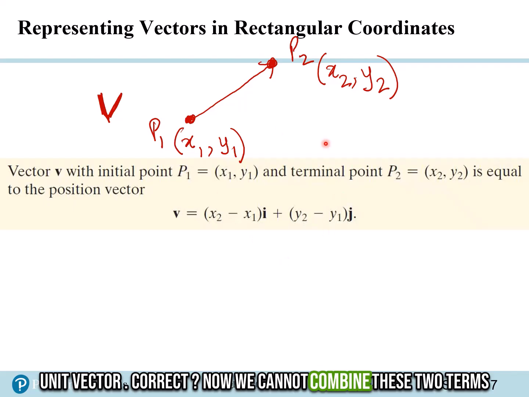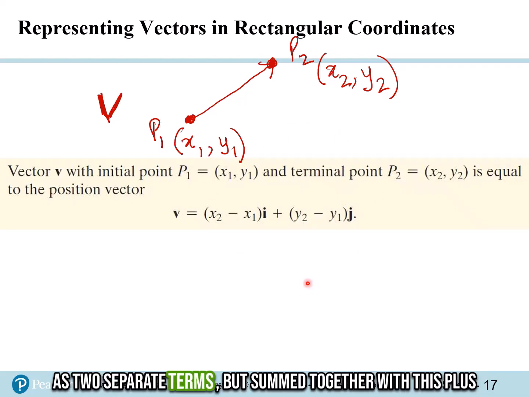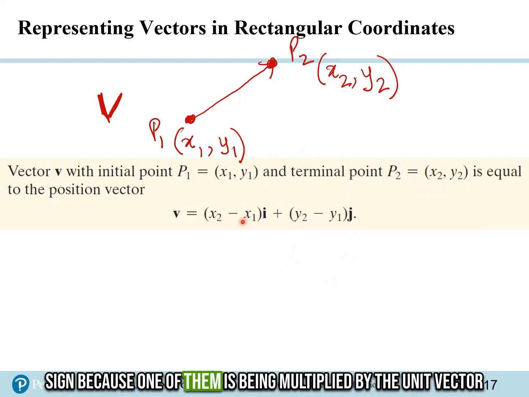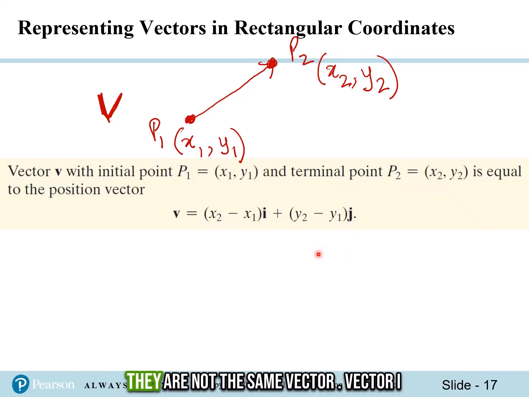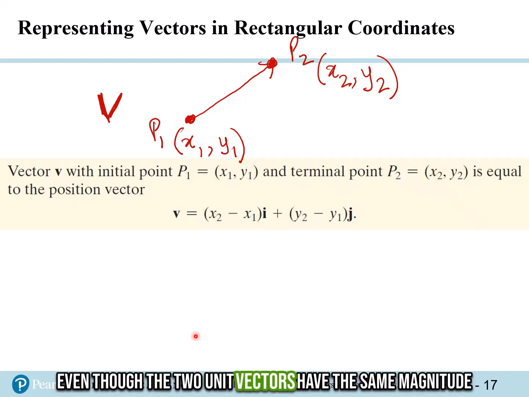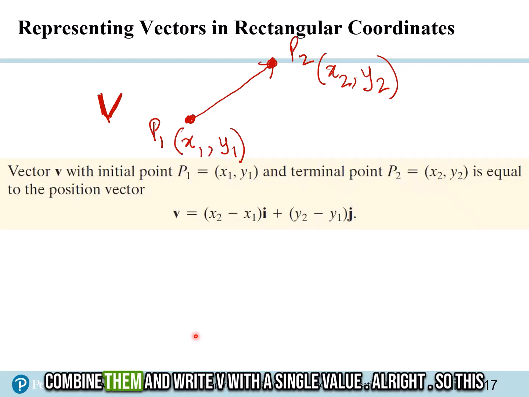Now, we cannot combine these two terms and write v with a single numerical value. They have to remain as two separate terms, summed together with this plus sign, because one of them is being multiplied by the unit vector i, the other one is being multiplied by the unit vector j, and they are not the same vector. Even though the two unit vectors have the same magnitude of 1, they have different directions. So it's not possible to combine them and write v with a single value.